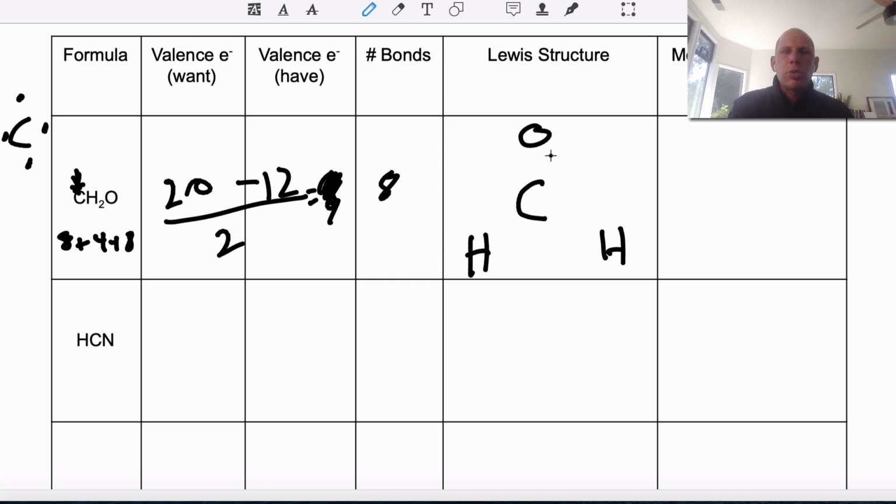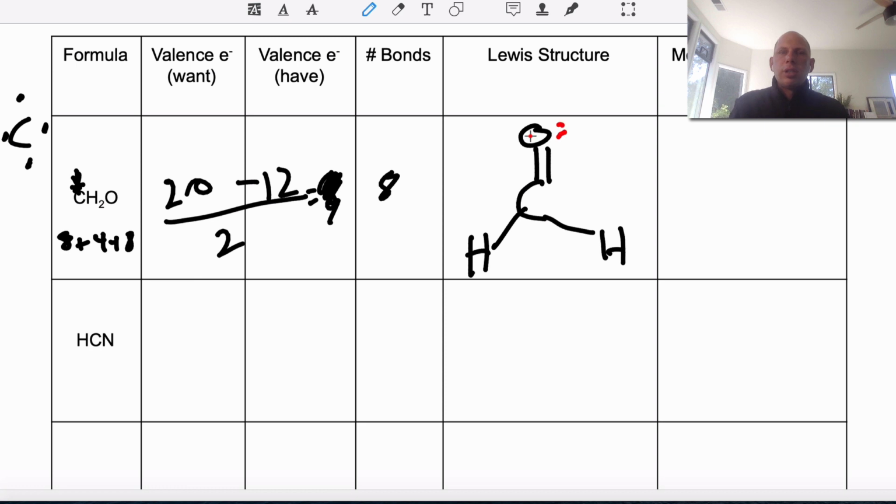So now we got this weird situation where we're going to go 1, 2, 3. Well, we got to decide where it's going to go. So press pause and you put where it's going to go. Okay, so hopefully you chose O, because if I put it here for H, it would have violated what H wants, and we don't want that to happen. So 2, 4, 2, 2, H's are good. 2, 4, 6, 8, carbon is good, and this oxygen is not good.